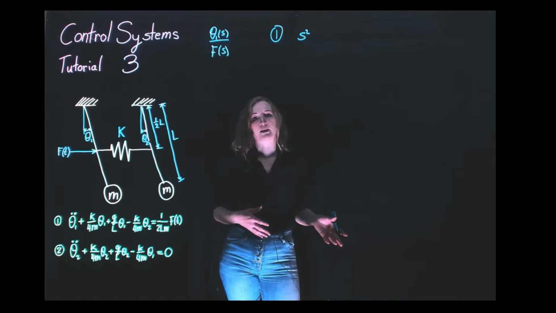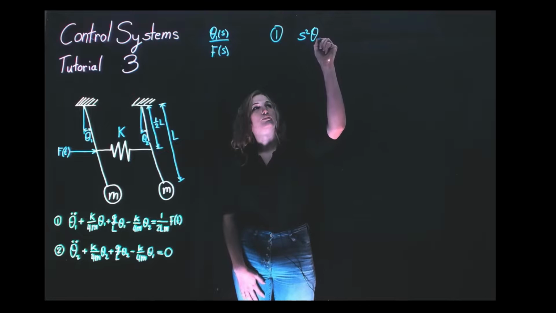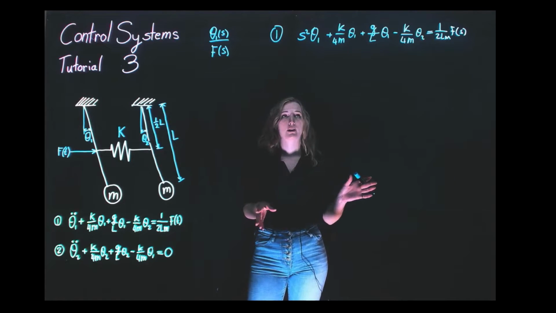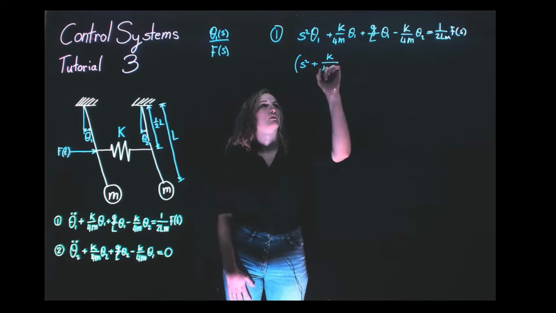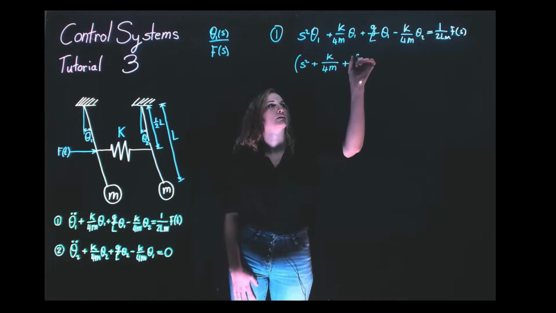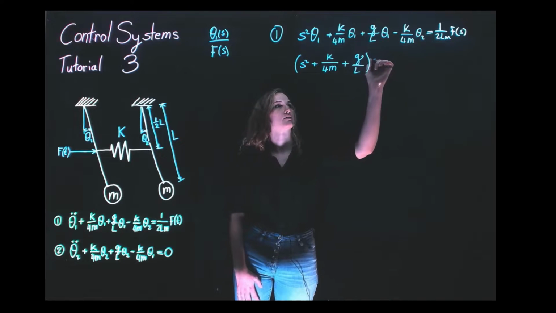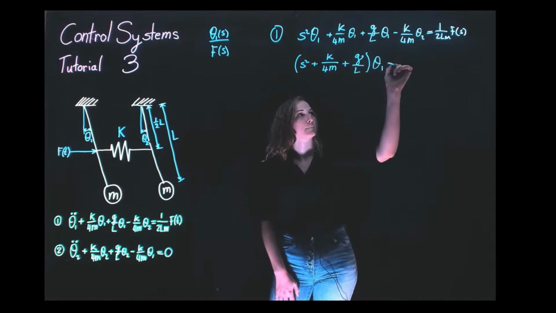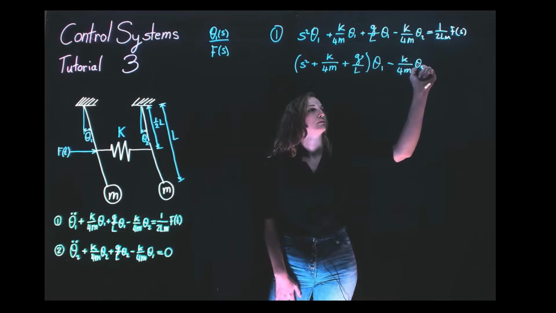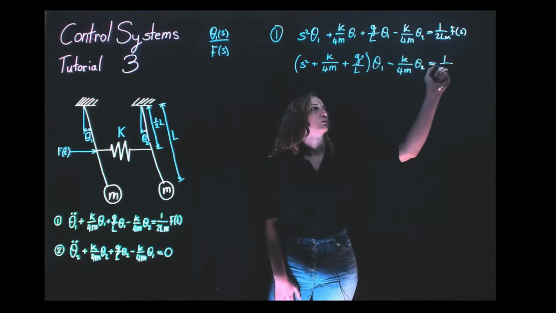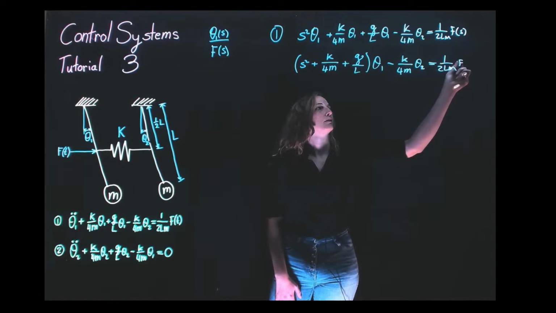It's best maybe to make a note of it. That's fine. You can just assume they're 0. And we're not going to leave it quite at that. We are just going to simplify. We get (s² + k/4m + g/L) θ1 − (k/4m) θ2 = 1/(2lm) F(s).